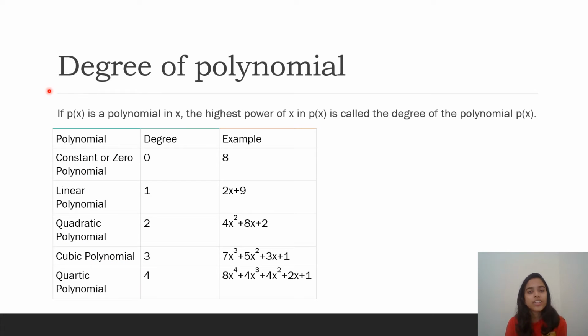Now let us try to understand the degree of a polynomial. In a polynomial p of x, the highest power of x is known as the degree of the polynomial. Let us try to understand this with an example.